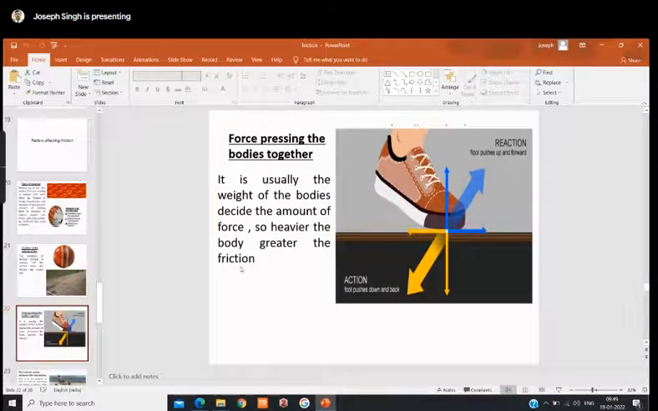The next was the force pressing the body together. If one body is heavier, it will have more friction. When it is pressing downward, that is how it is going to give you the resultant force in the forward direction. So it is not the contact surface area that is important, but the force or the weight, we can say, of the body pressing together. Okay, you got this?